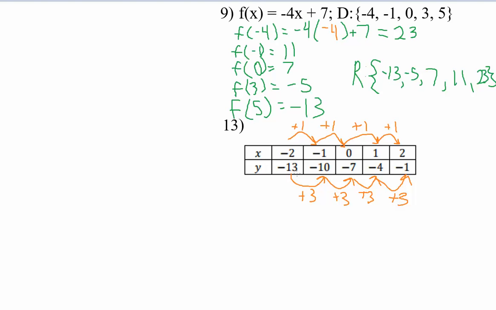So when we go through all of this, the change in our y is 3 on all of them. The change in our x is 1 on all of them. So we have the same constant rate each time. Therefore, since this rate is changing by the same thing each time, it is linear.